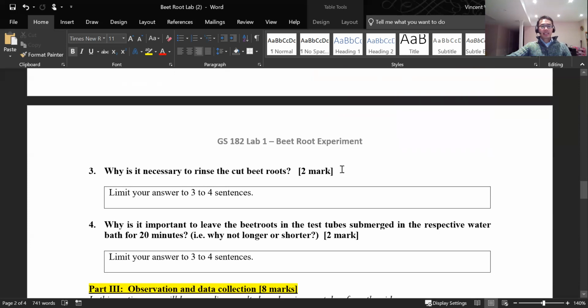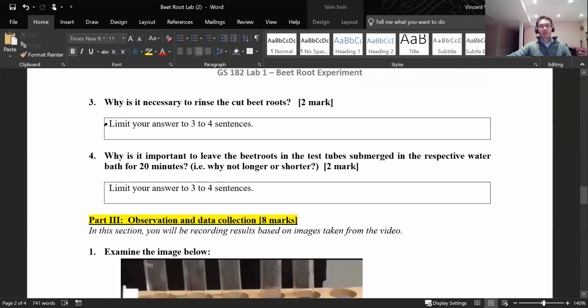Next one. Why is it necessary to rinse the cut beetroots? Right. So you will have to remove the excess pigment that leaked out from the damaged cells when you cut. Why is that important? It goes back to the idea of standardized variables, right? If you don't rinse it and you put it in, then the solution will begin as red already, without any pigment leaking in, it would just turn red from all the juice that bled out from the cutting, right? So we don't want that. We want all the water to be clear to begin with. That's why it's important to rinse them after you cut them.